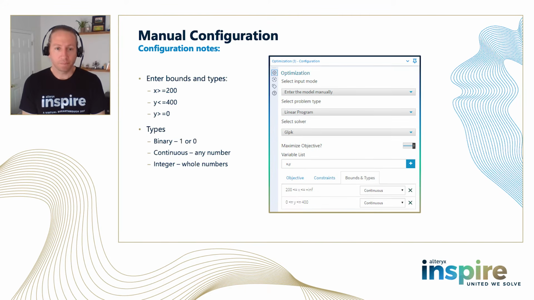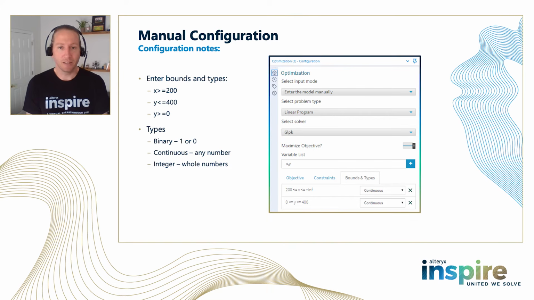And then finally, in the configuration, we need to enter our bounds and choose our types. So our bounds were X, pants, greater than or equal to 200, Y, jackets, above 0 and 400 or under. And then there's the type. So what type of bound is it?